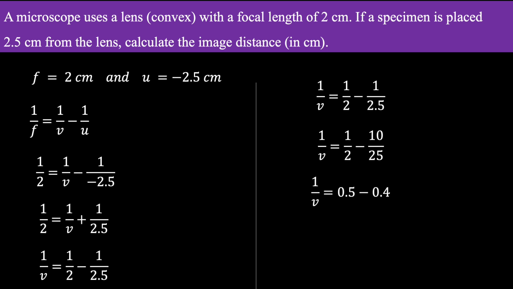That's very easy now. 1 by v is equal to 1 by 2, which is 0.5, and 10 by 25 is 0.4. So 0.5 minus 0.4 is 0.1, which is 1 by 10, and therefore v is equal to 10 centimeters. This is the image distance.